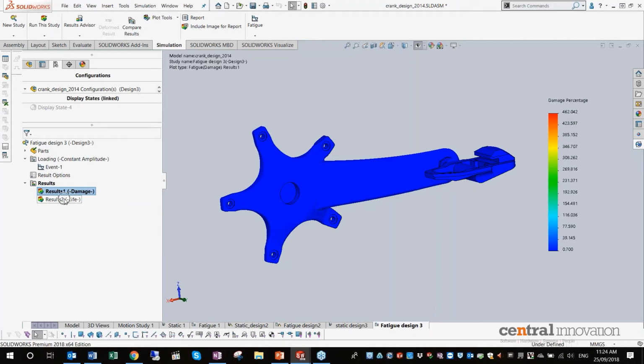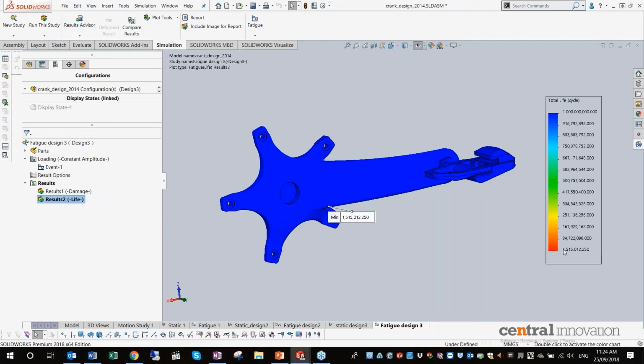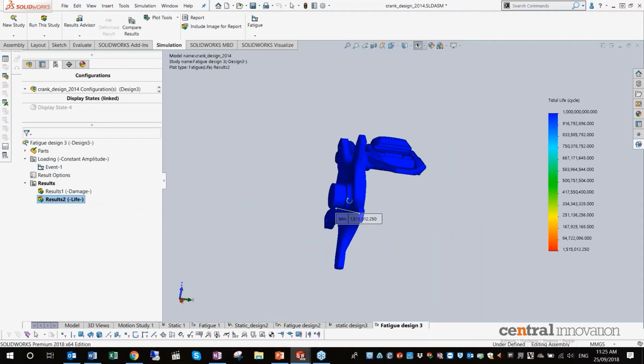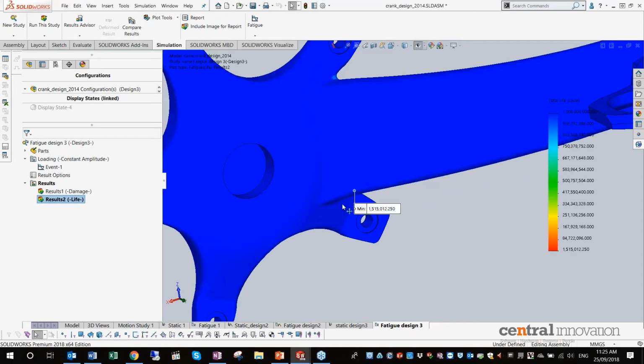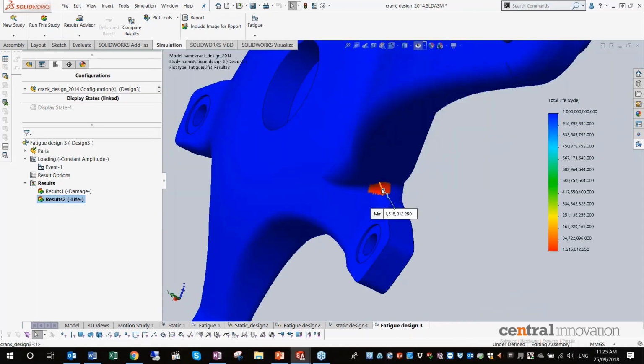After how many cycles? After 1.5 million cycles. So this is the weakest design that we have. Only after 1.5 million cycles, this part is going to fail here. So cracks are going to develop on the surface of this model in this area after 1.5 million cycles, and it's going to fail.